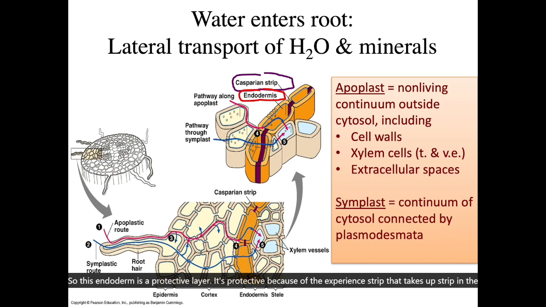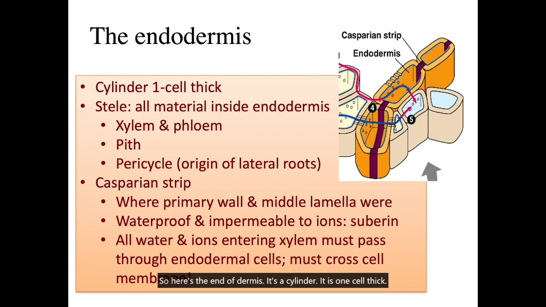So this endodermis is a protective layer. It's protective because of the Casparian strip that takes up a strip in the cell walls and the middle lamellae, completely preventing the passage of water. So here's the endodermis. It's a cylinder. It is one cell thick. It occurs in the roots.